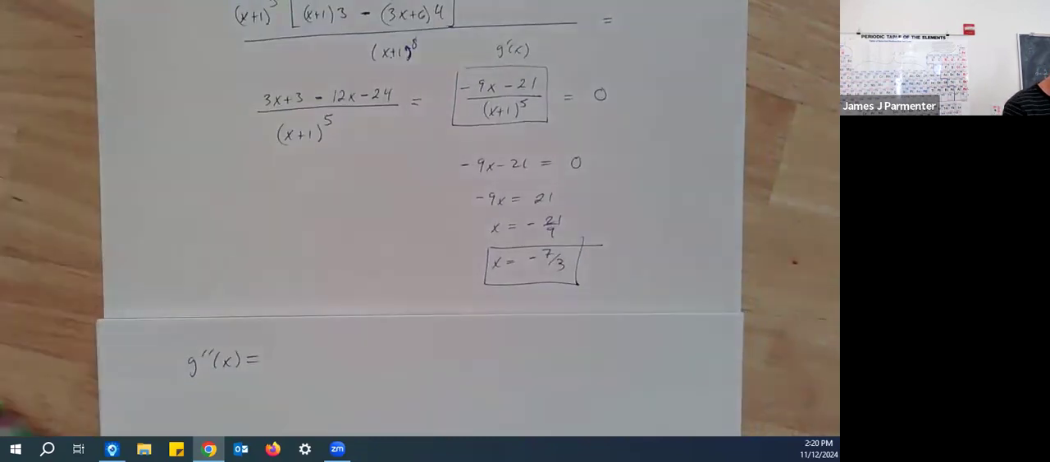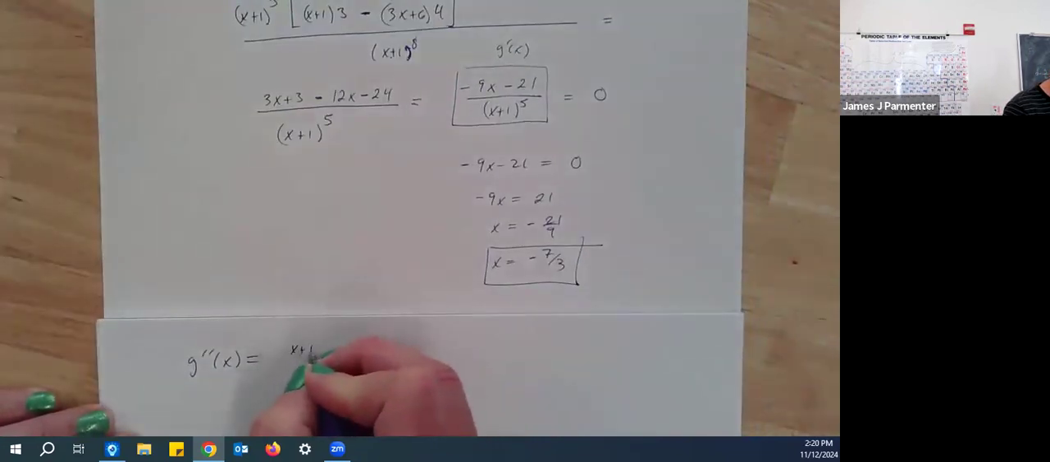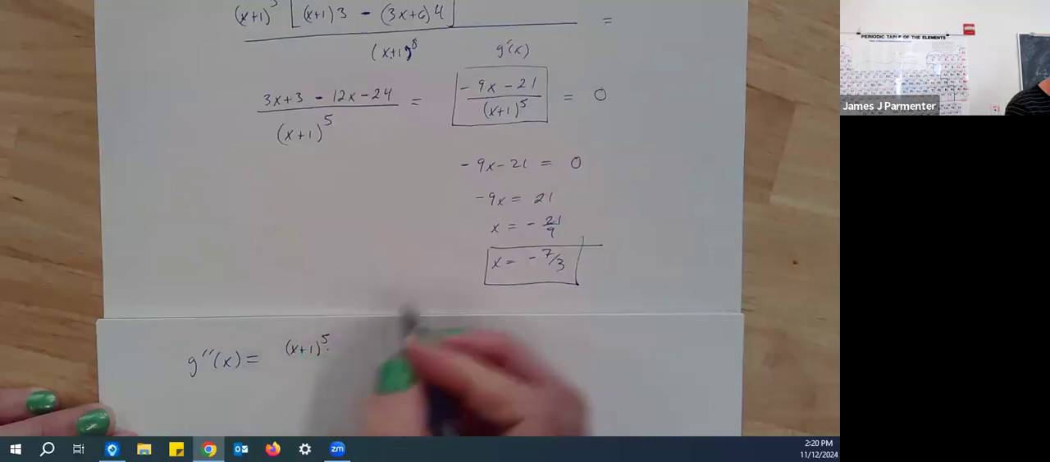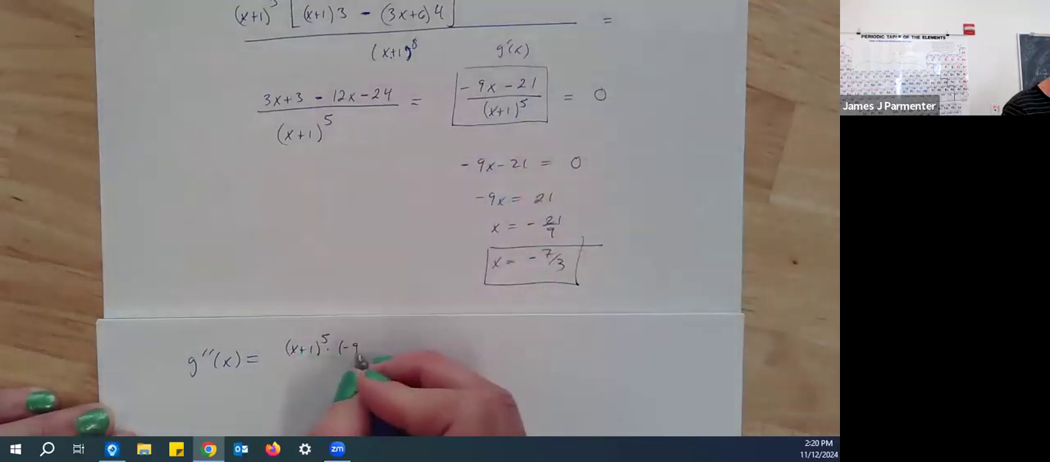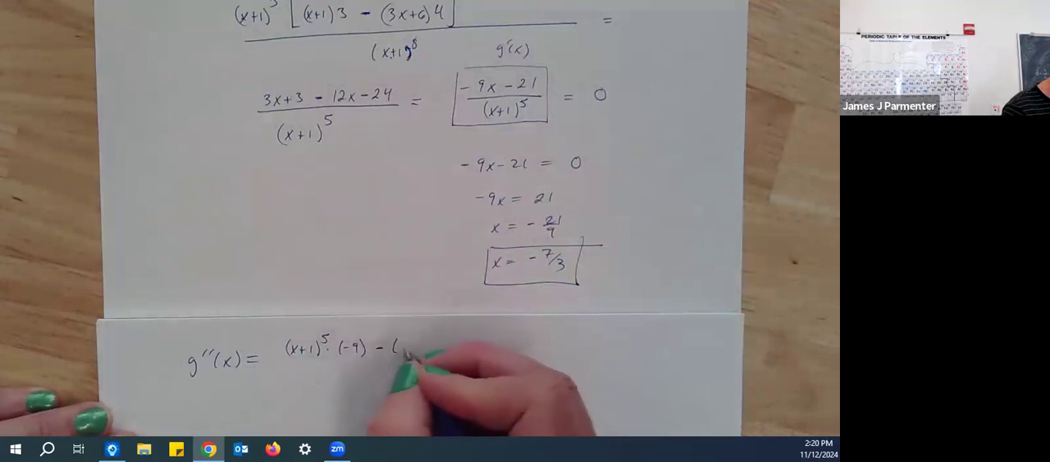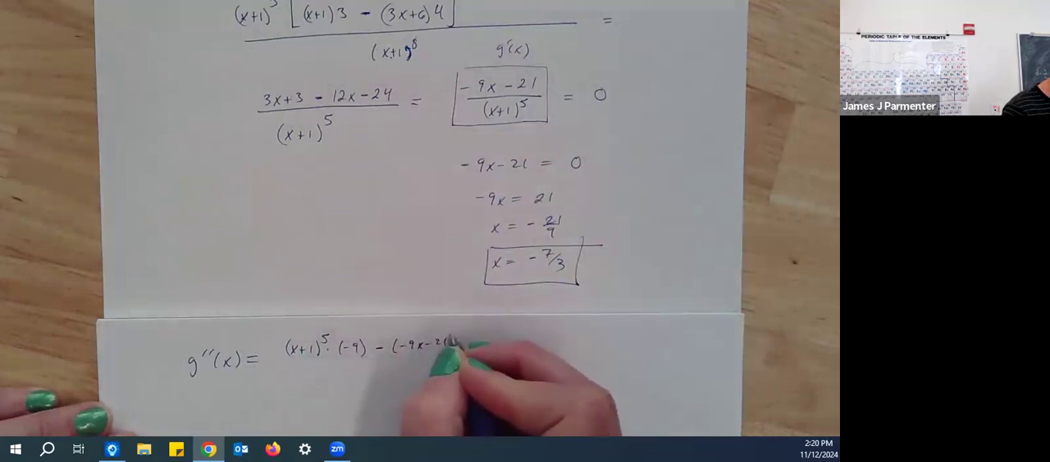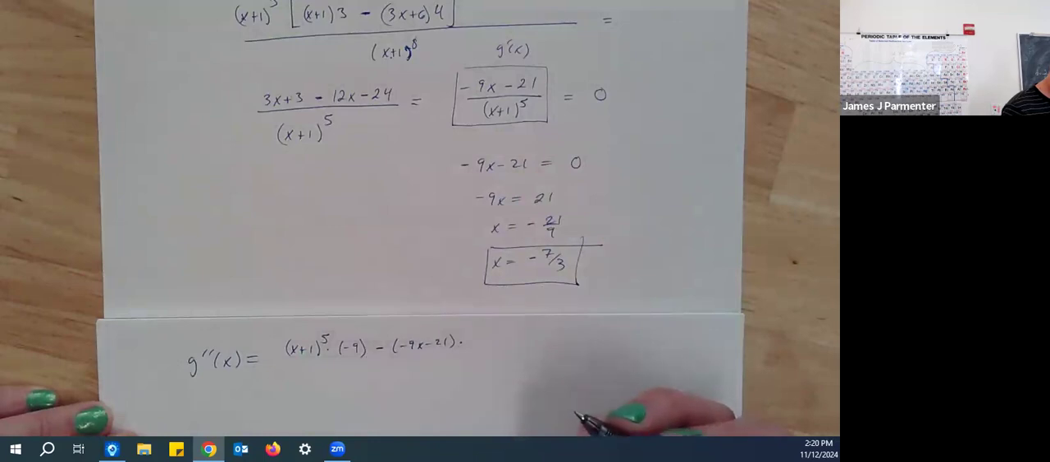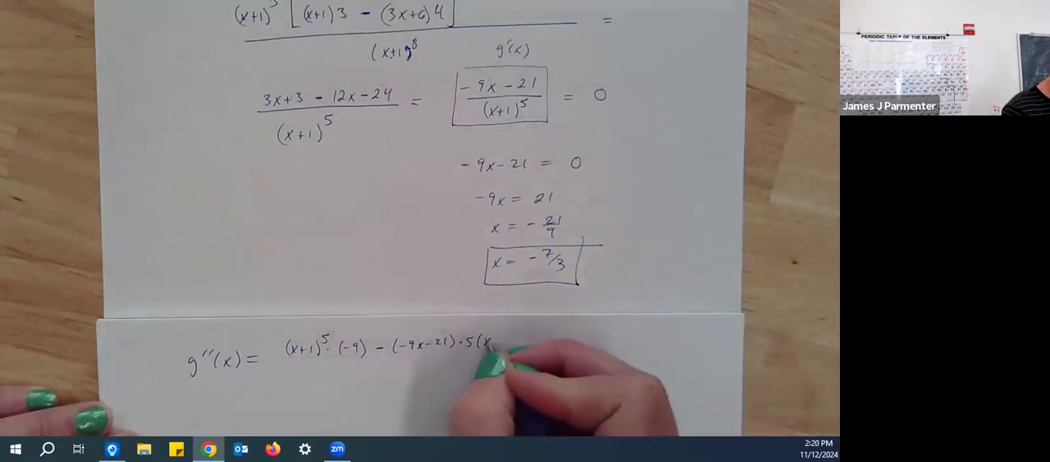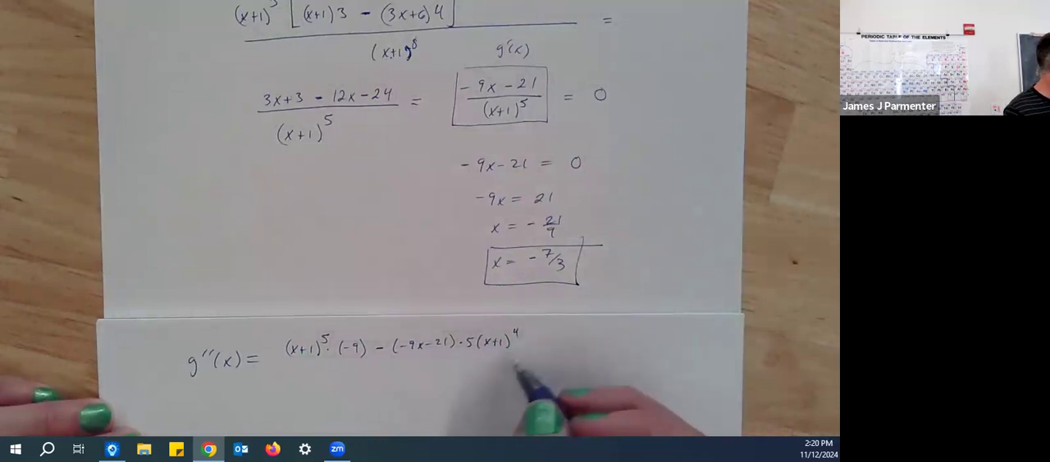The same idea. It's going to be the bottom, x plus 1 to the 5th, times the derivative of the top, which is negative 9, minus the top, which is negative 9x minus 21, times the derivative of the bottom, which is 5 times x plus 1 to the 4th. I'm still thinking about the chain rule here, even though I'm only going to multiply by the derivative of the inside, which is 1 here.